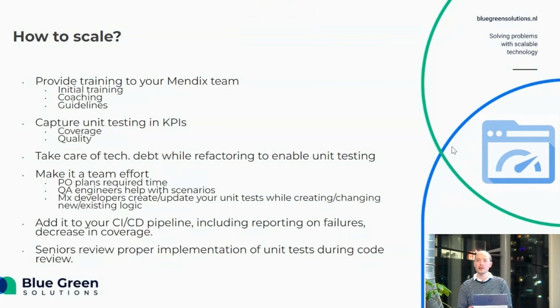Like I mentioned in the beginning, unit tests are generally built by developers because it's in Studio Pro after all, but PO plans to require time. QA engineers help with scenarios. They know how to break things. After all, we only like to create things. And the Mendix developers create and update their unit tests while creating or changing existing logic. And add it to your CI/CD pipeline. I'm not saying every single commit needs to run all the unit tests because at some point that might not be as valuable either, but maybe daily or before you go to acceptance or stuff like that.